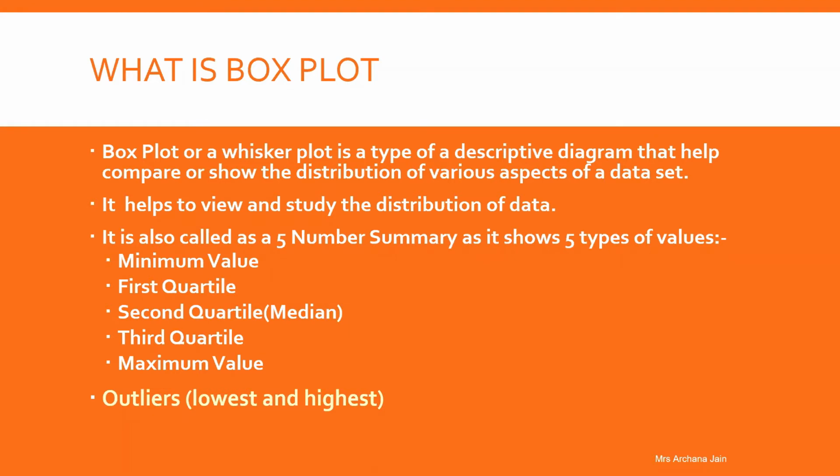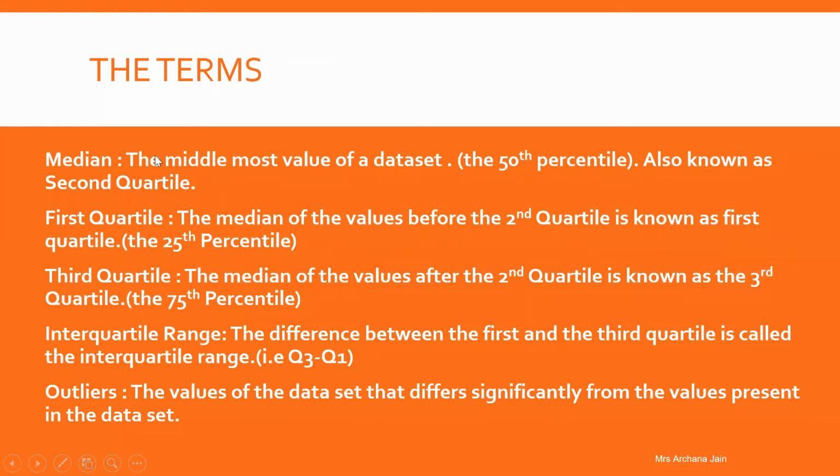So these are the 5-number summary that box plot gives us. And outliers are the numbers which do not lie in this particular pattern. They are out of range, extreme numbers. Okay, so median is the middle-most value of a data set. It is also known as the 50th percentile. First quartile is also known as the 25th percentile. Third quartile is also known as the 75th percentile.